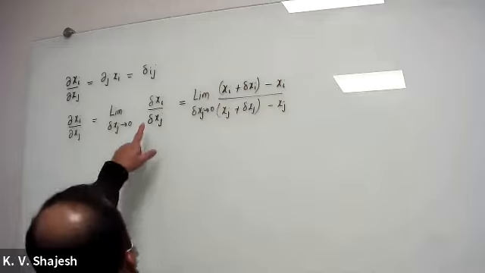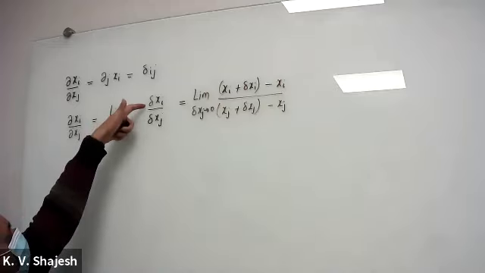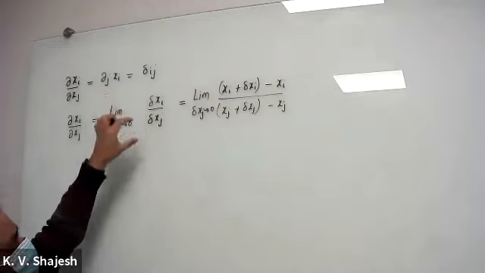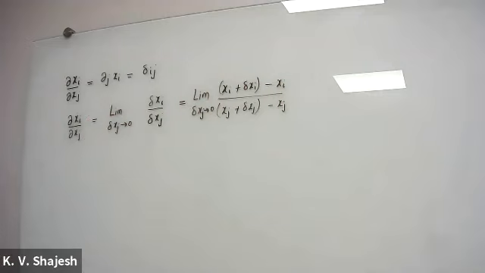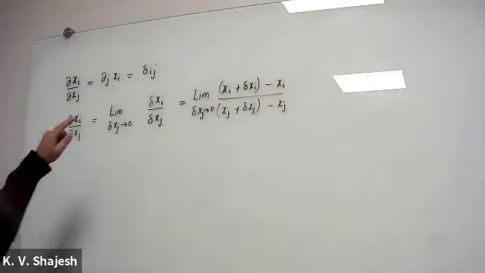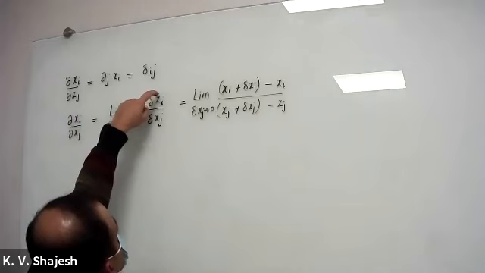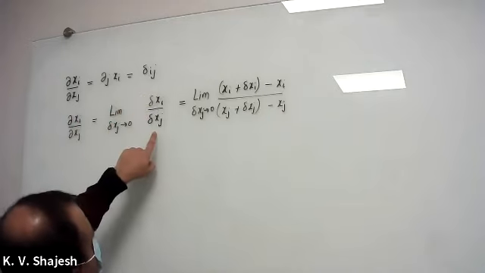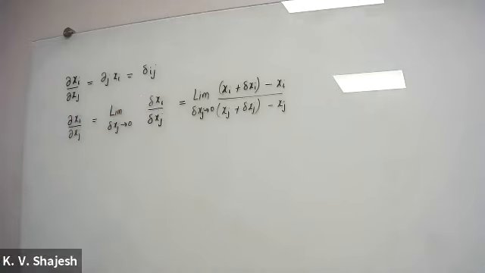And here, it should be interpreted as this is not a ratio of two small quantities. Here we are saying what is the change in xi in the numerator because of the variation in xj. Right? That's the meaning there.